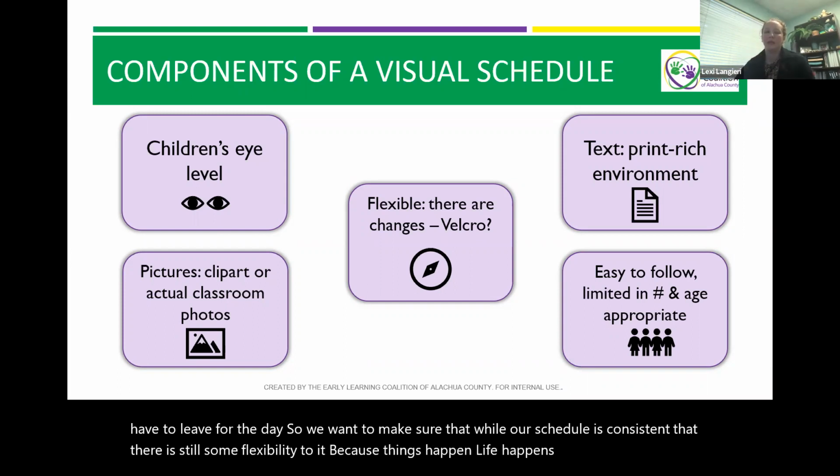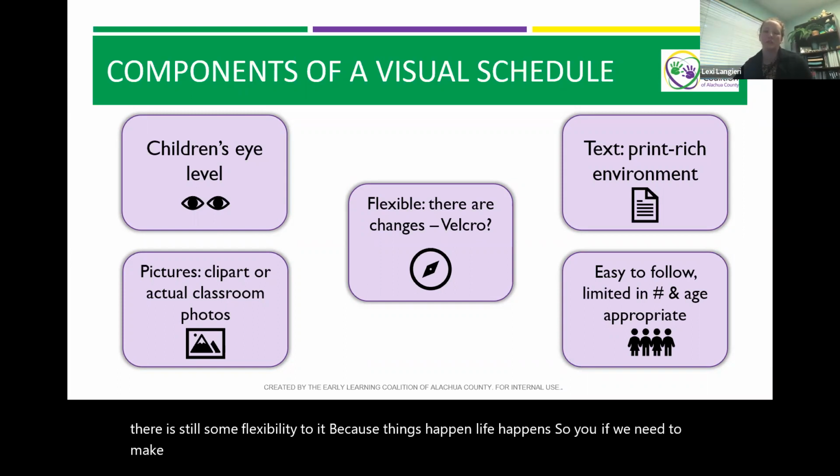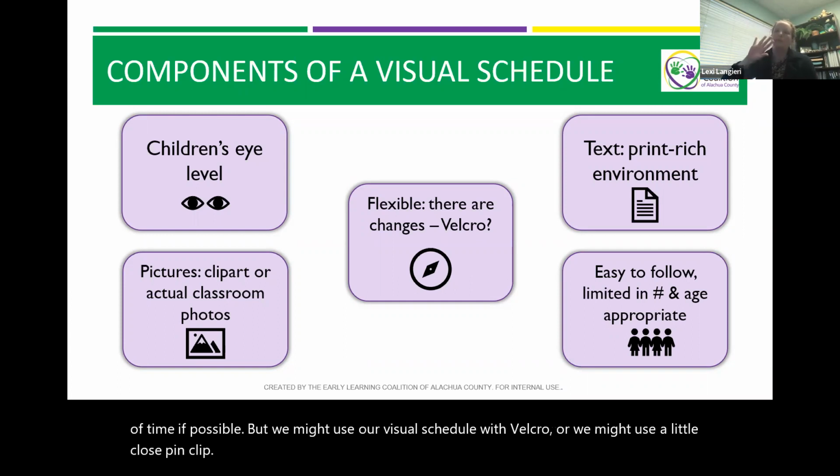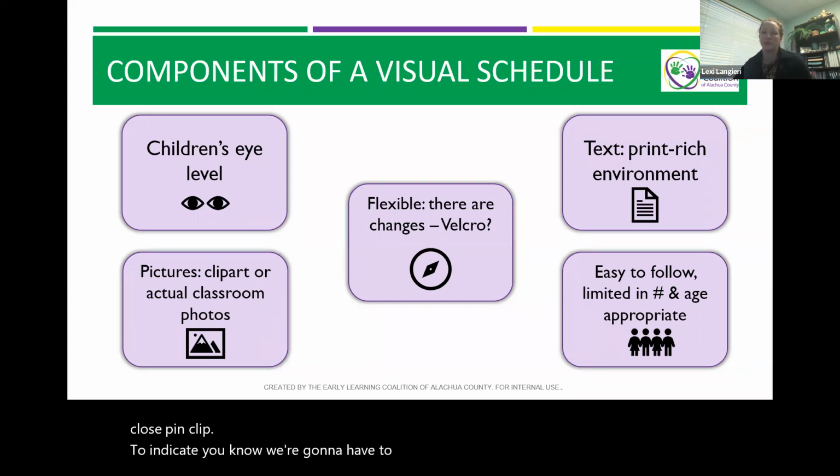So, if we need to make changes, we want to make sure to communicate those changes to our children ahead of time if possible. But we might use our visual schedule with Velcro, or we might use a little clothespin clip to indicate, we're going to have to change this part of our schedule today.